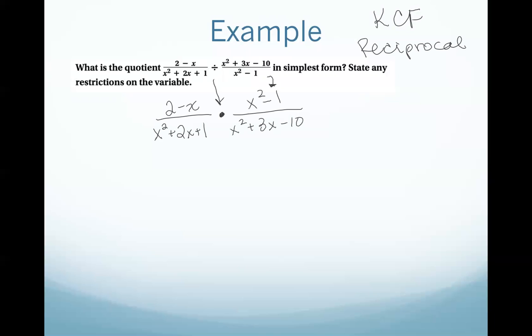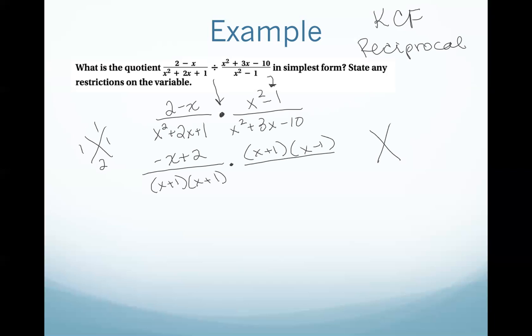Okay, now I'm going to treat this like multiplication. So factor, and what I'm seeing here, 2 minus x is actually written in ascending order instead of descending order. I'm going to rewrite it in descending order. So that's negative x plus 2 divided by x squared plus 2x plus 1. Two numbers that multiply to 1 and add to 2 are 1 and 1. x plus 1 times x plus 1 times x squared minus 1 is a difference of squares. x plus 1 times x minus 1. And then our last denominator, two numbers that multiply to negative 10 and add to 3. That's 5 and 2, and the big one needs to be positive. So we have x plus 5 and x minus 2.